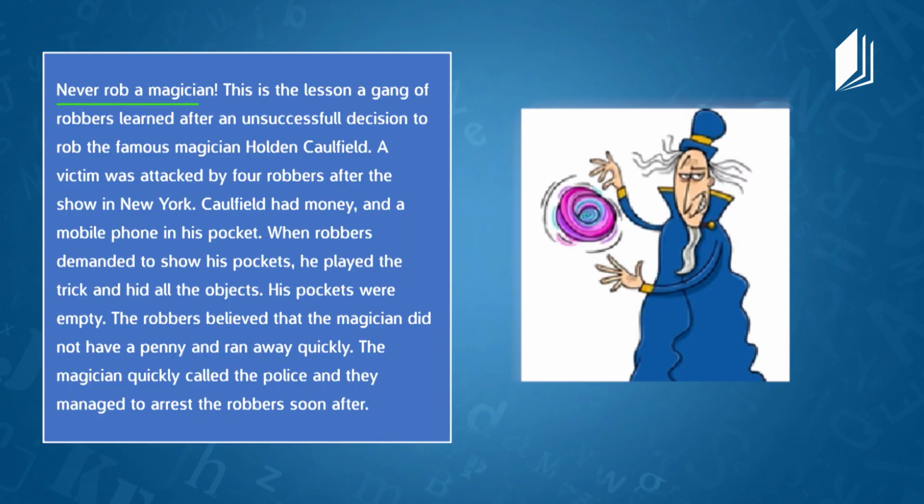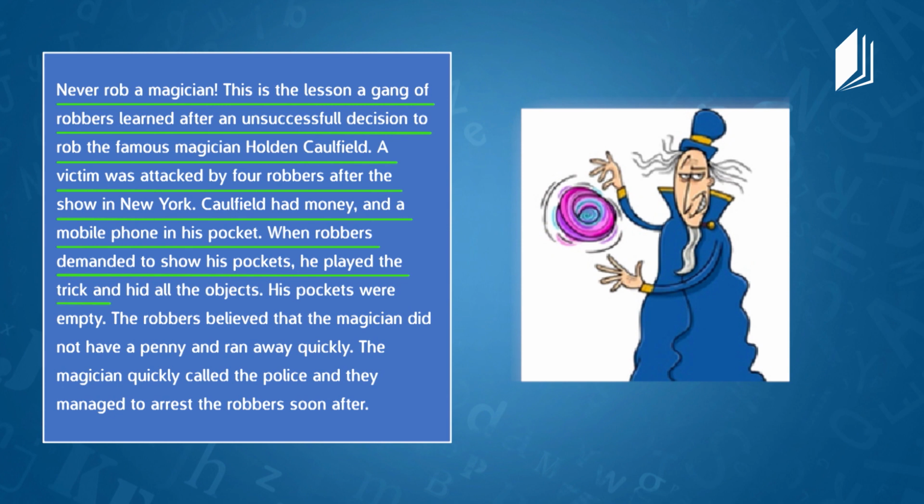Never rob a magician. This is the lesson a gang of robbers learned after an unsuccessful decision to rob the famous magician Holden Caulfield. A victim was attacked by 4 robbers after the show in New York. Caulfield had money and a mobile phone in his pocket. When robbers demanded to show his pockets, he played the trick and hid all the objects. His pockets were empty. The robbers believed that the magician did not have a penny and ran away quickly. The magician quickly called the police and they managed to arrest the robbers soon after.